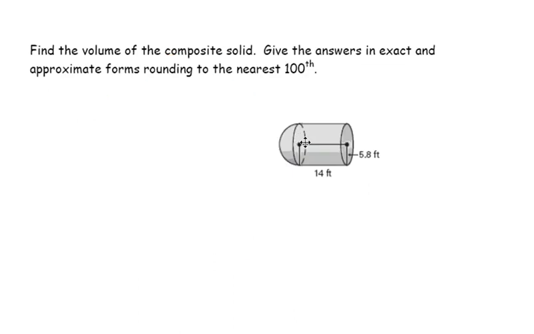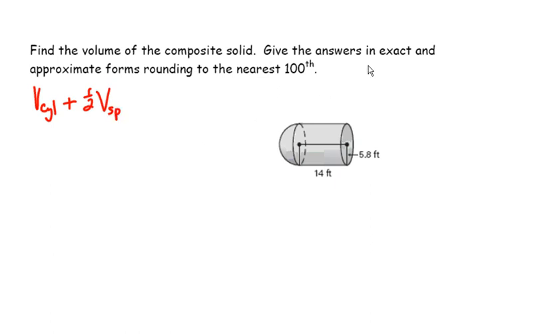All right, here we have a composite solid. This time we have a cylinder and we have a half sphere added to it. And they want us to find the volume. So our process would probably look something like this. The volume of the cylinder plus 1/2 the volume of the sphere.